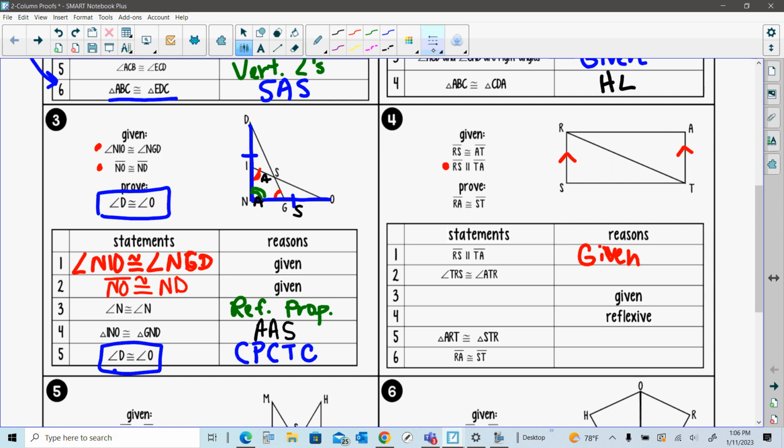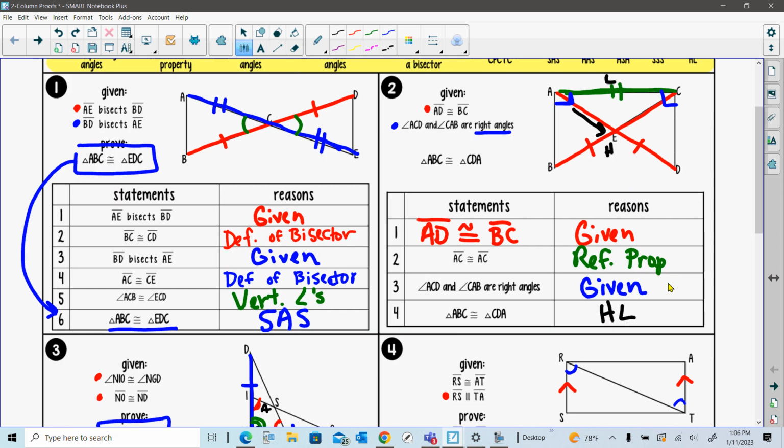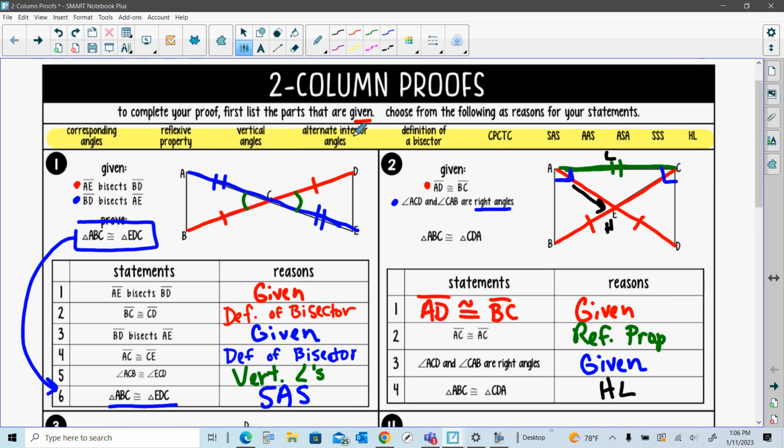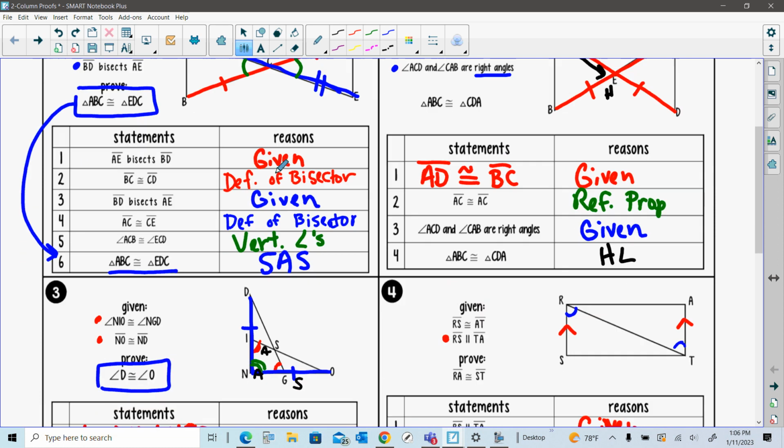Alternate interior. So we should do the alternate interior with this arrow and this transversal at R, which if you look, that is TRS. And then right here at T, the ATR or RTA, okay? So our reasoning for those 2 angles would be alternate interior angles. If you're not sure, remember your choices are up here, okay, that we're pulling from.